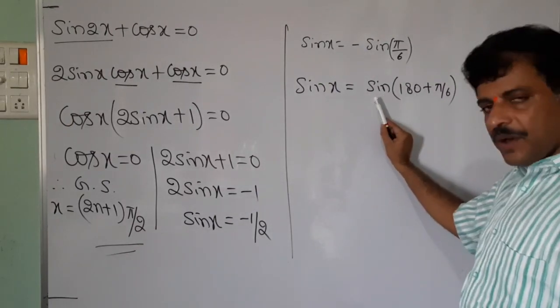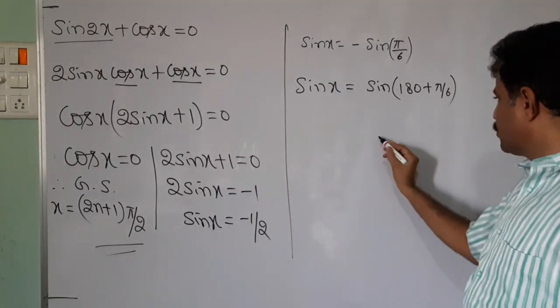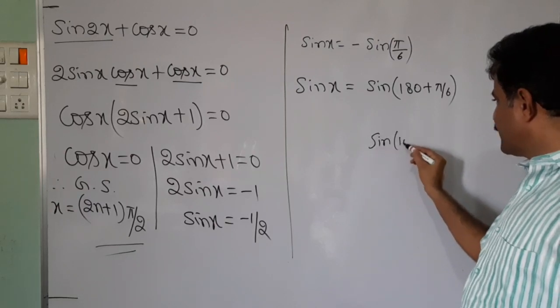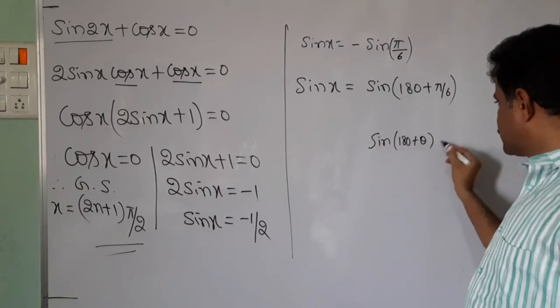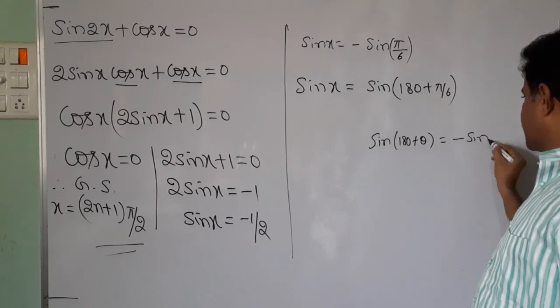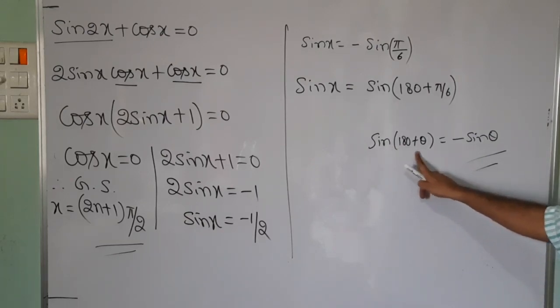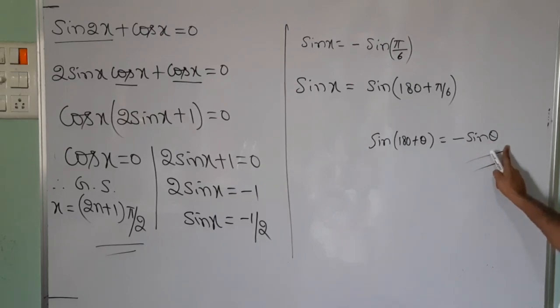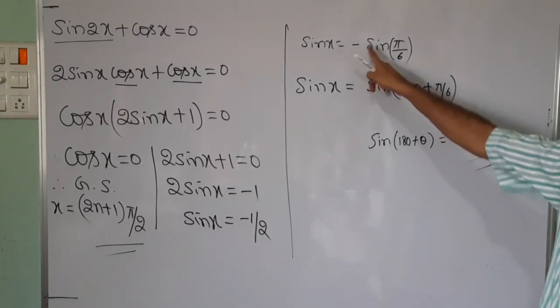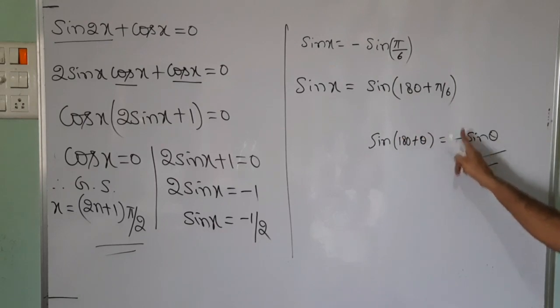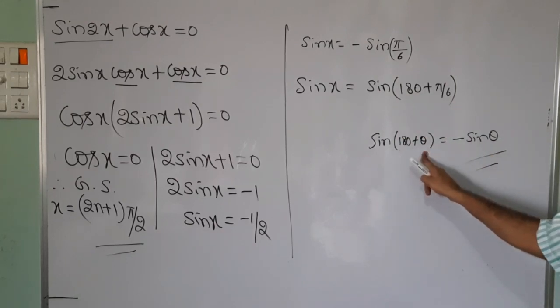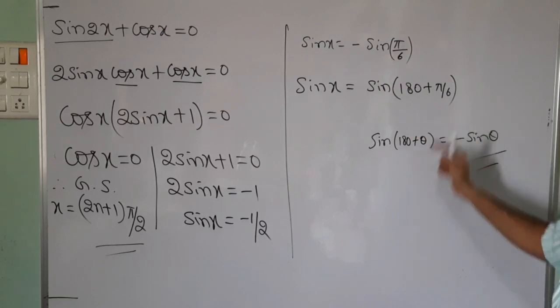This is in the form of sin of 180 plus theta. You know sin 180 plus theta is equal to minus sin theta. 180 plus theta lies in which quadrant? Third quadrant. In the third quadrant, tan and cot are positive, the other ratios are negative, so sin is negative. So the formula for sin of 180 plus theta is equal to minus sin theta.